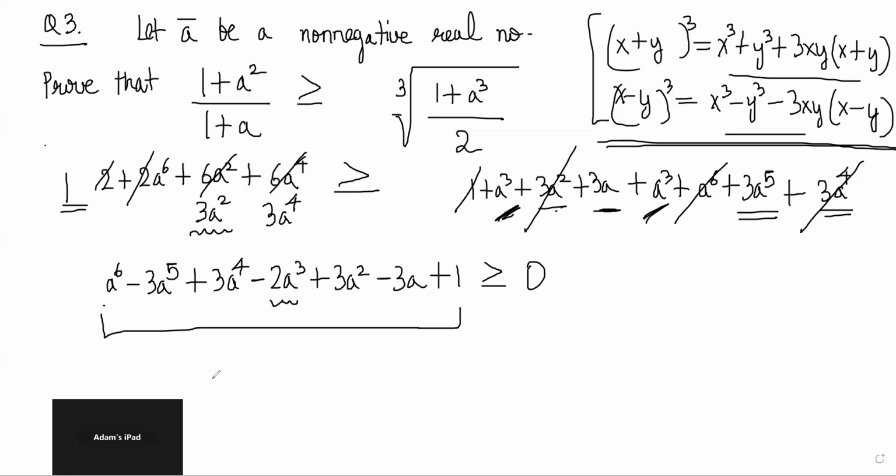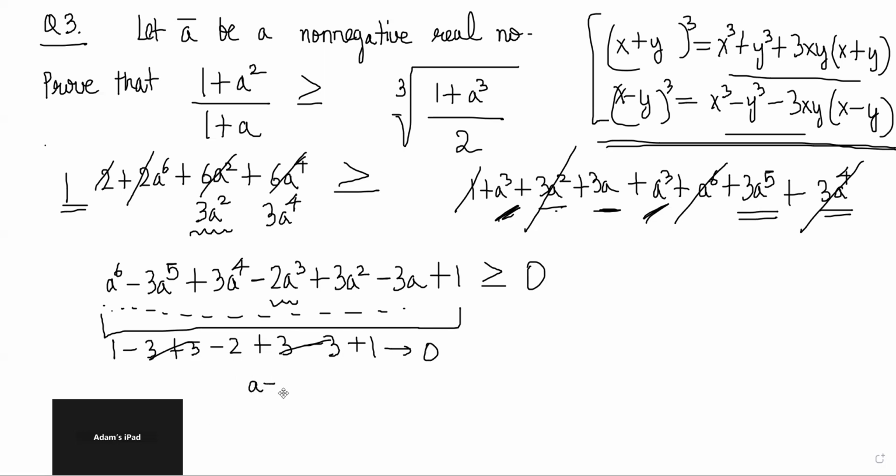Then you use factor theorem. We use factor theorem by saying, let's try whether a is equal to 1 is a factor or not. If you put a is equal to 1, you'll get 1 minus 3 plus 3 minus 2 plus 3 minus 3 plus 1. That is just, clearly 0.